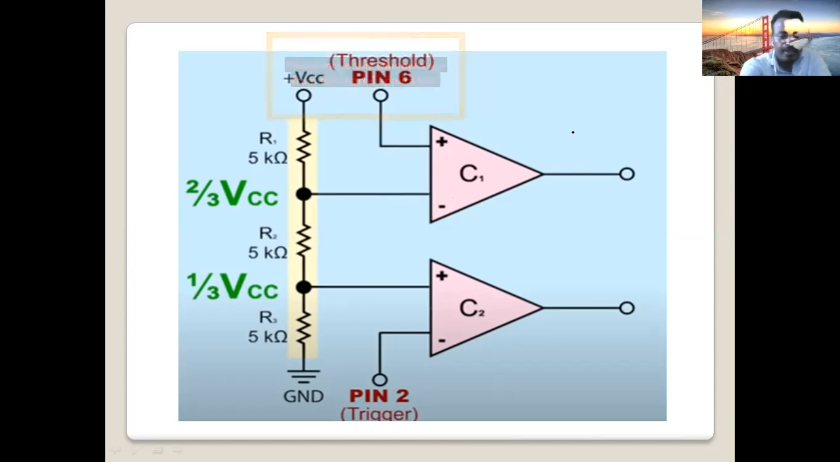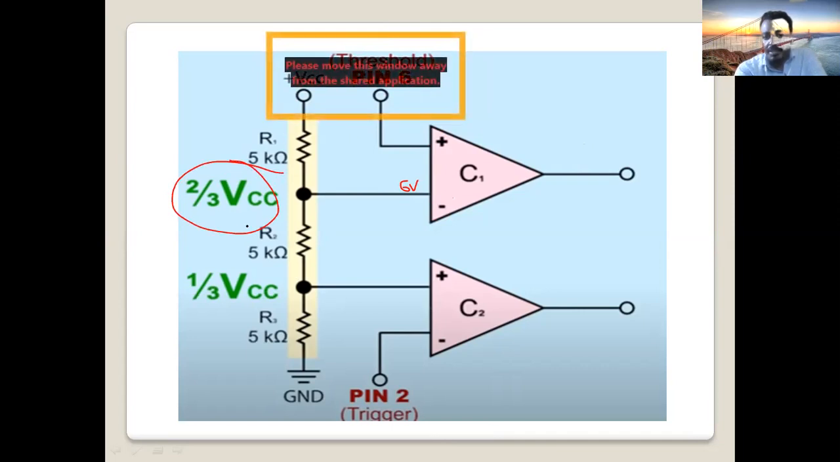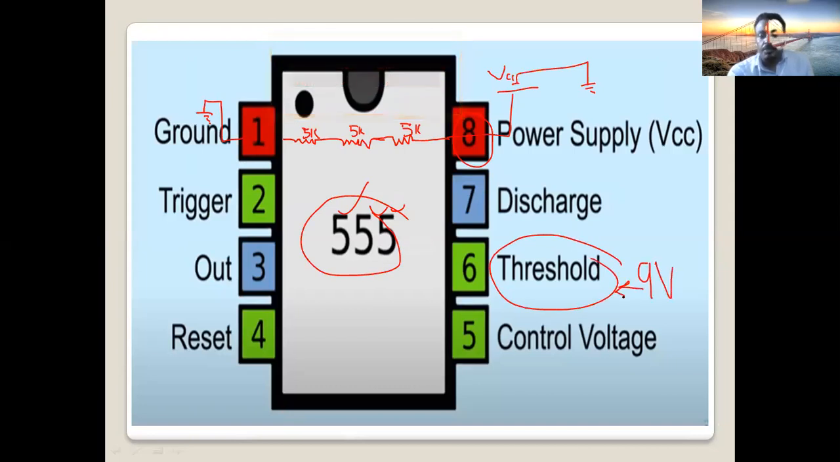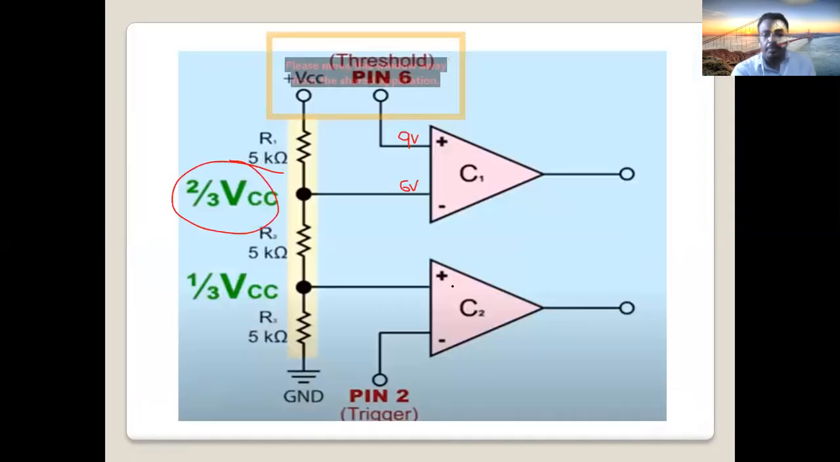Now, this one is always fixed, 6 volt, right? Why is it 6? It comes from the voltage divider. VCC is a battery, 9 volts times 2/3, we get 6 volts. Now, if you apply 9 volt at pin 6, the threshold input, what will happen? Which one is larger? The positive is larger now, right? When the positive is larger, the output of the comparator will be 1.